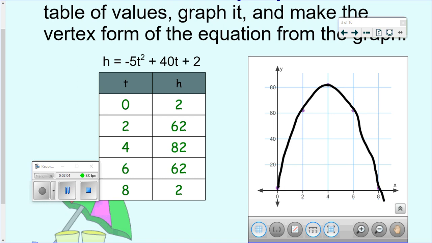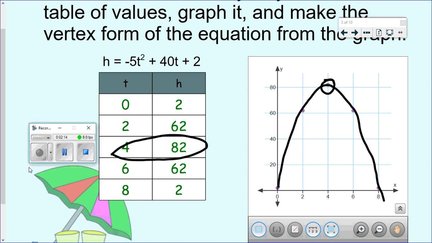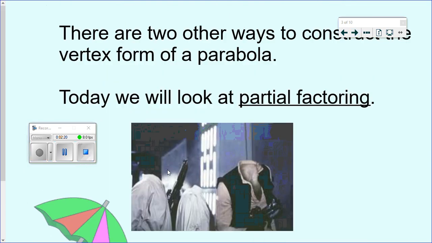Our graph is going to look like this. So it means that our vertex is give or take here, and we could use that to convert, and we know how to do it from a table of values. But the point is that it's a lot of work, and it's a pain. So there is another way of doing it. There's actually two other ways. I forgot about the second one.